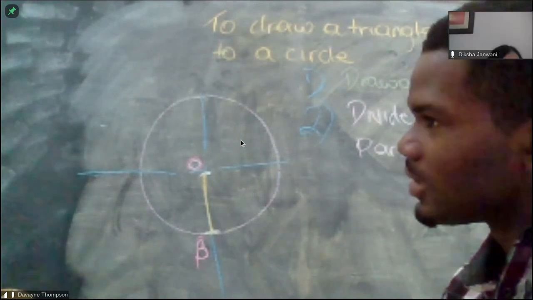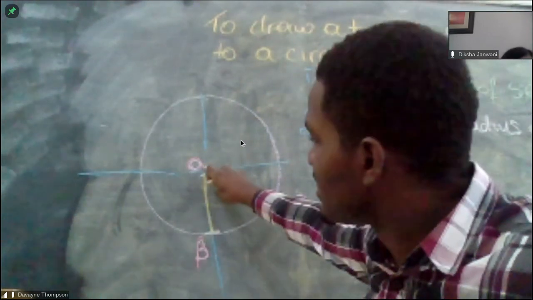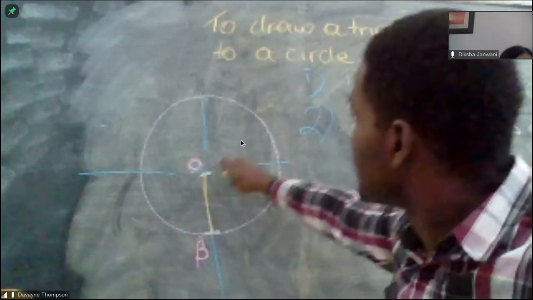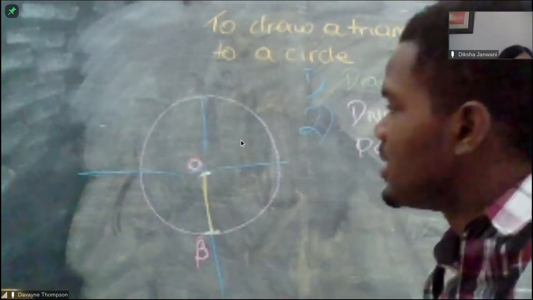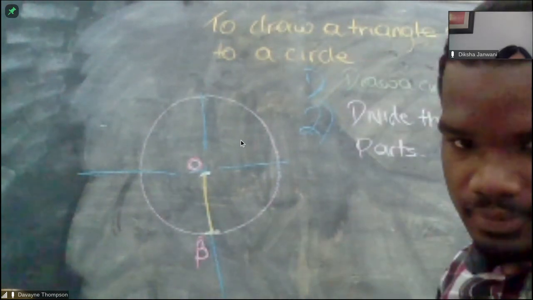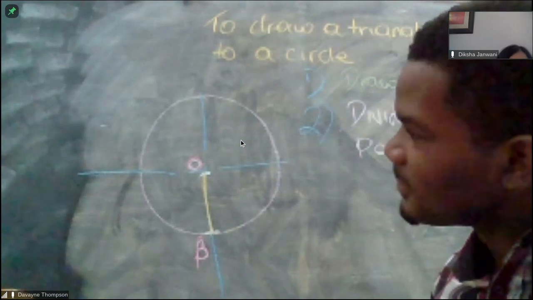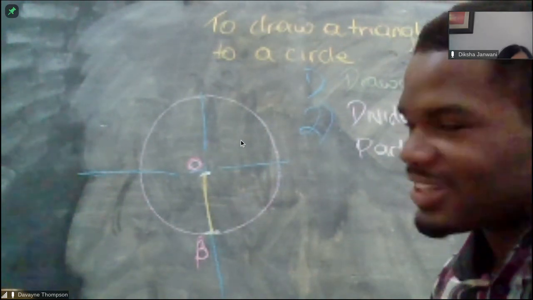Your voice is coming a bit echoey. Could you please repeat what you said? What would be the distance of this line right here? If the diameter is 56 millimeters, what would be the distance of O to B? Did you say if the diameter is 26 millimeters, what will be the distance from O to B?